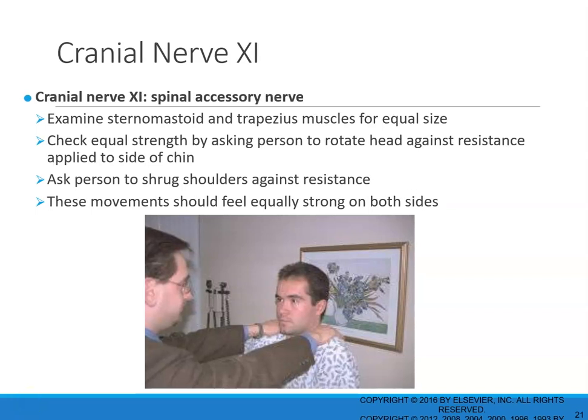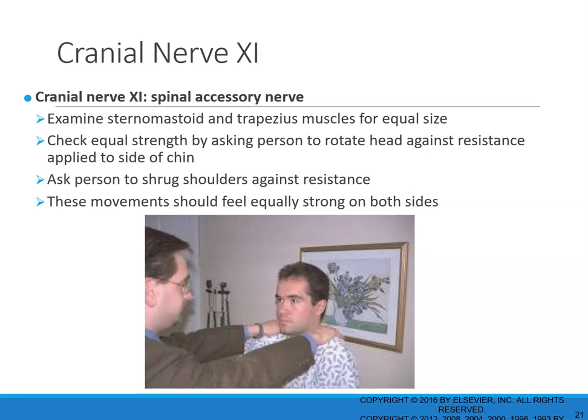For cranial nerve 11, which is the spinal accessory nerve, you're going to check 2 things. You're going to have the client rotate their head forcibly against resistance to the side of the chin. So you're going to place your hand on one side of their face, in the direction they're going to turn their head. And they're going to do that to both sides.